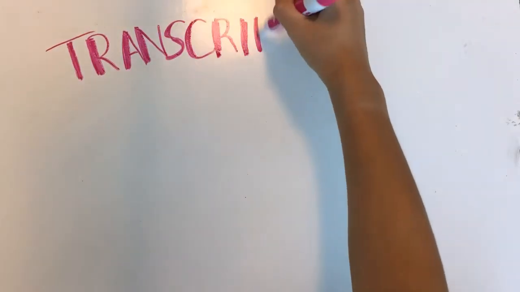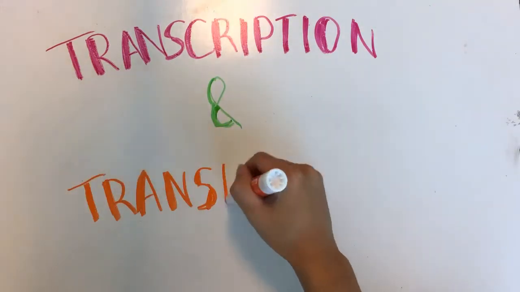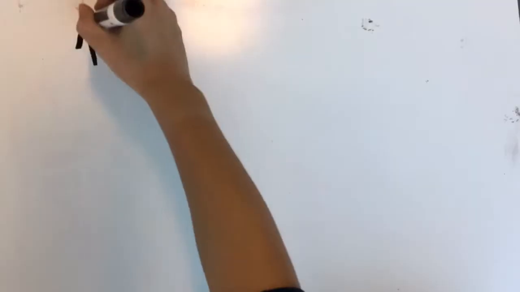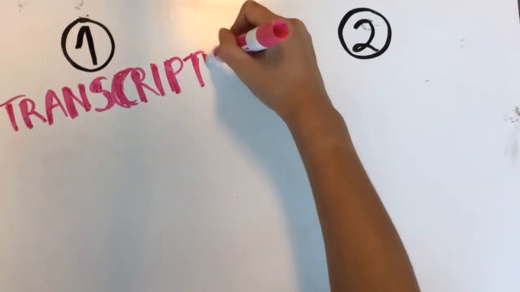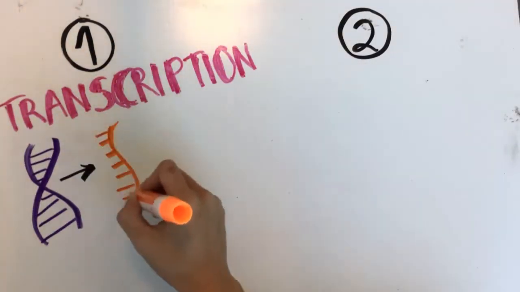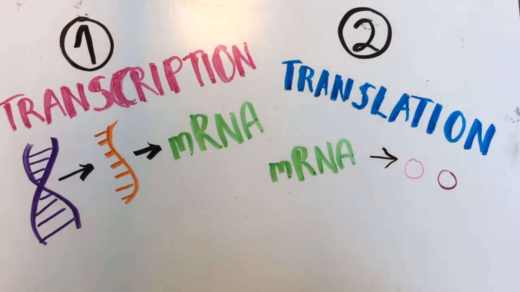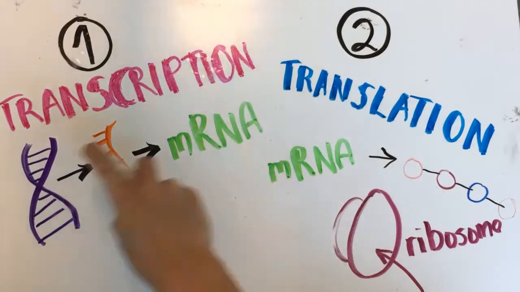Today we'll be talking about transcription and translation. To begin, cells are governed by this chain reaction, DNA to RNA to protein. This can be broken down into two steps. Transcription uses DNA to create RNA, which produces mRNA. Translation is where mRNA creates polypeptides, and this occurs in the ribosomes.